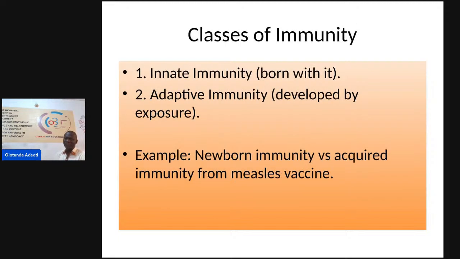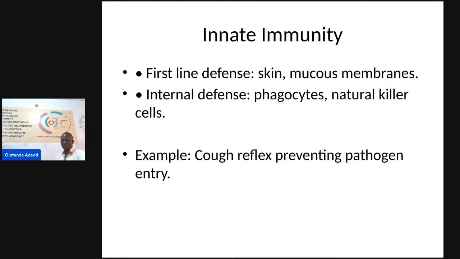Then what are the classes of immunity? I said that number one is innate immunity, the one we are born with. Then adaptive immunity, which develops as a result of exposure, as a result of experience. So newborn immunity versus acquired immunity from the measles vaccine. All these are part of the classes of immunity. Just like I said, innate immunity is the first line of defense, and examples are the skin and mucous membrane.